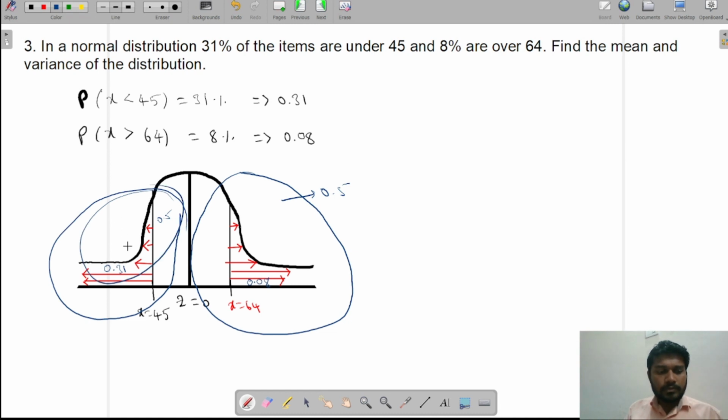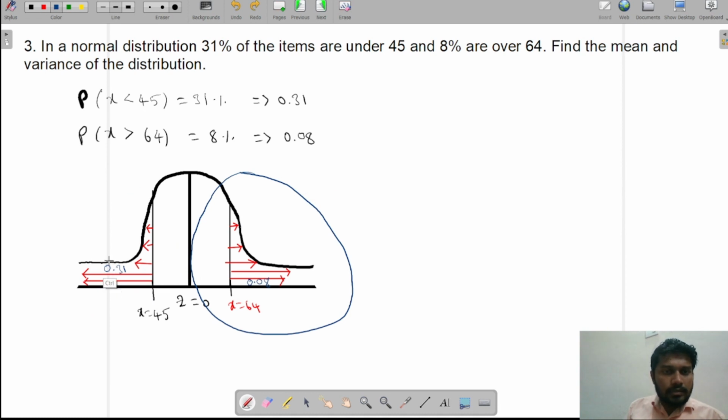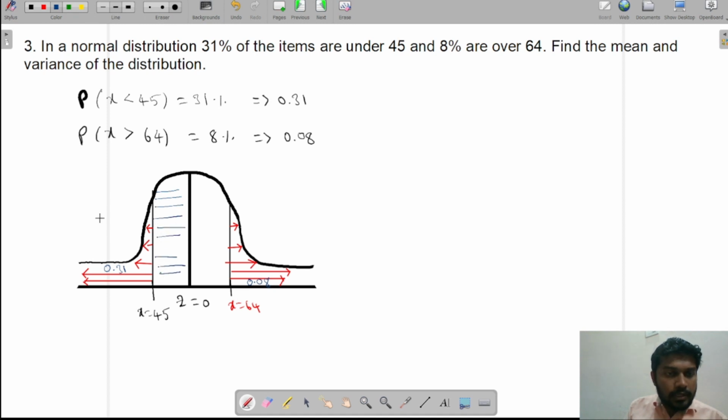Yes or no? Yes. Okay, so we have this area is 0.31. This area is 0.31. Then how much is this left space area? Tell me. Because this total area is 0.5, so from this 0.5 I'm eliminating this 0.31 area, then this empty area becomes 0.19. Can I say? Yes. So 0.19 is the area of this empty space.